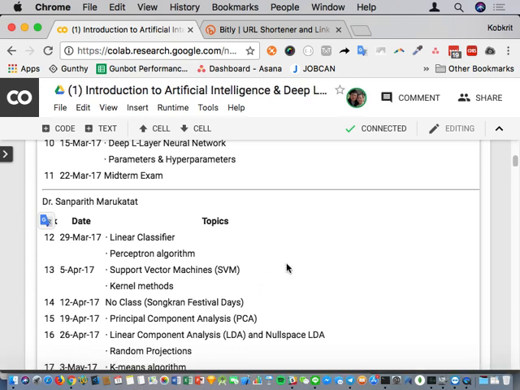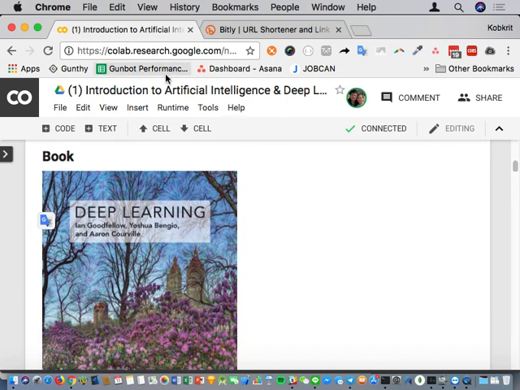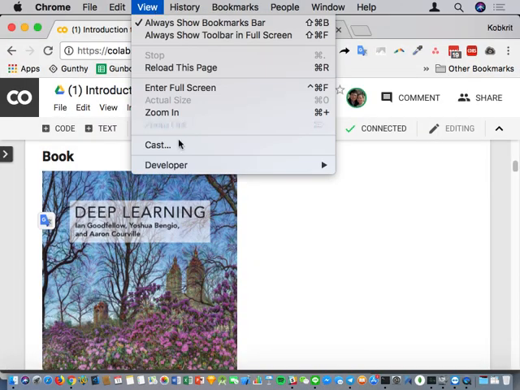After that, the book that I want to show in full screen here, so I think I can. Oh no, full screen.